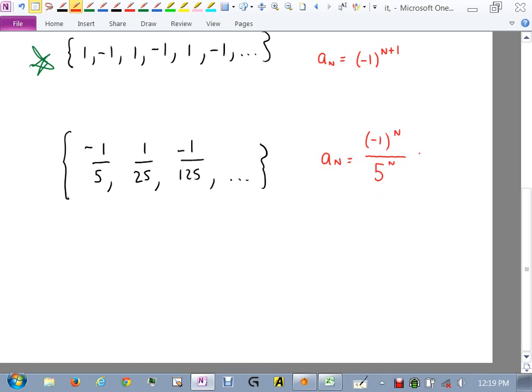Absolutely. Could you do this? Would this be okay? Could you do that? Yes. Because the -1 is to the n and the 5 is to the n. So you could do that.